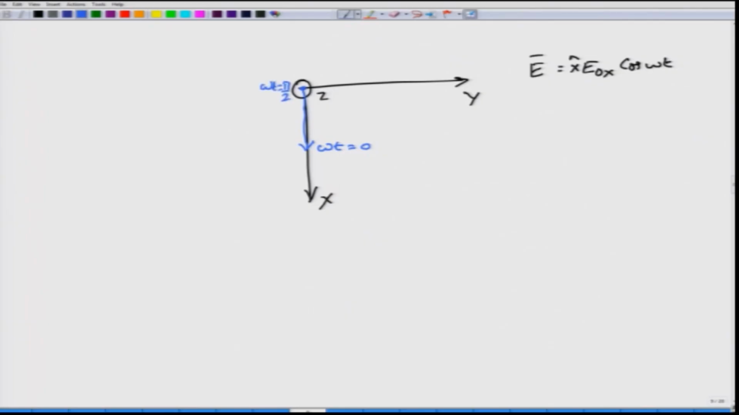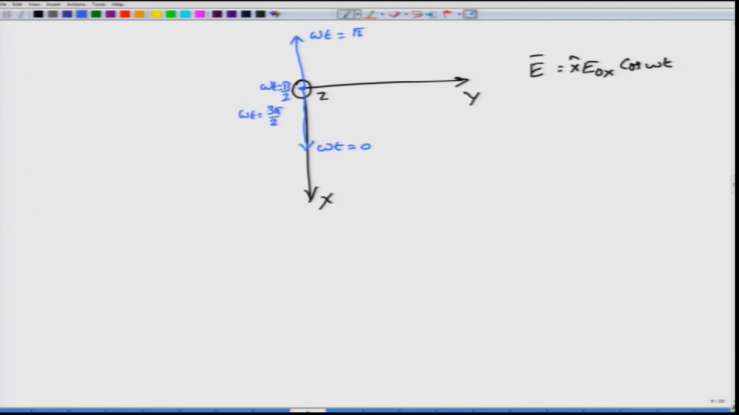Now, what will happen at omega t is equal to pi? Cos of pi is minus 1. So, the electric field will be directed along minus x axis, right, with an amplitude of E0 x again, right. So, it will be directed along minus x axis at omega t is equal to pi, and at omega t is equal to 3 pi by 2, cosine is going through 0 again. So, you have the electric field having a value of 0 at omega t is equal to 3 pi by 2.